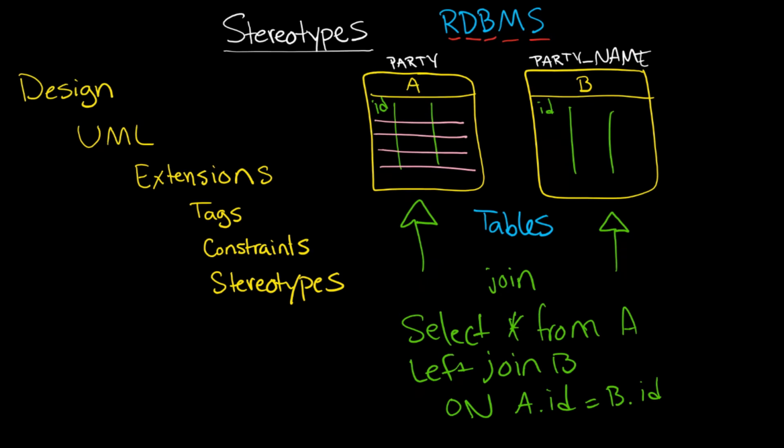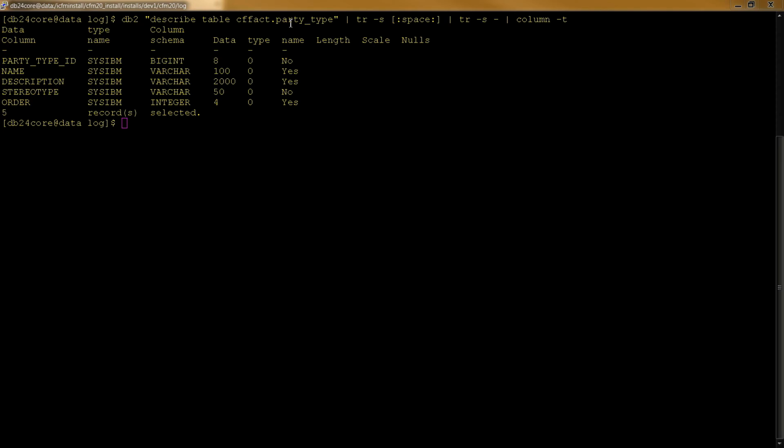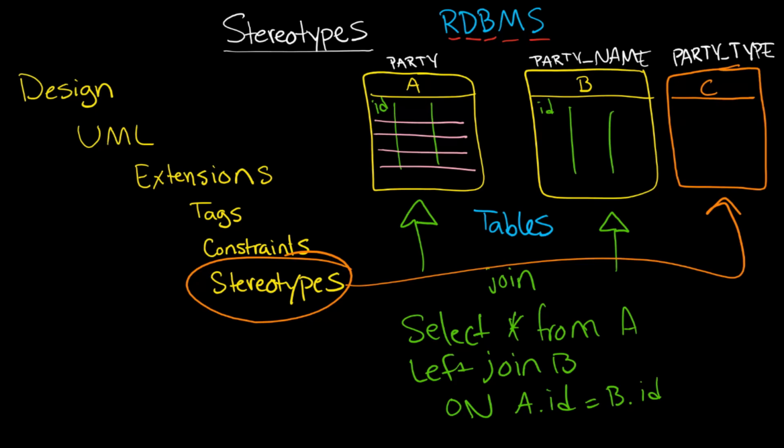So concretely, how does that work? Well, what you do is you take your stereotype and you create a new table. So yes, this is adding to the schema, but in fact, this is what we ship the product with. And you'll see why we do that in a second. So we're going to have, and you'll see this, a party underscore type, which represents the stereotype. And here is what that table looks like right here. Here's the description. You can see there's a party type ID, a name, description, stereotype, and an order. And now things start to get pretty interesting.